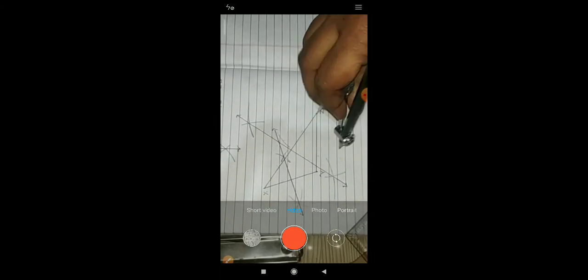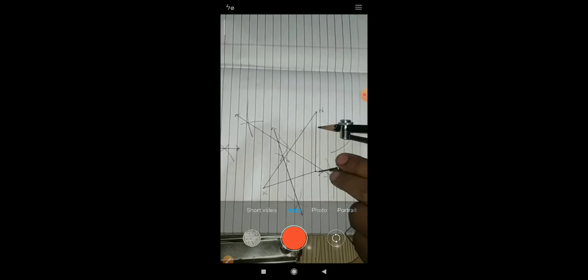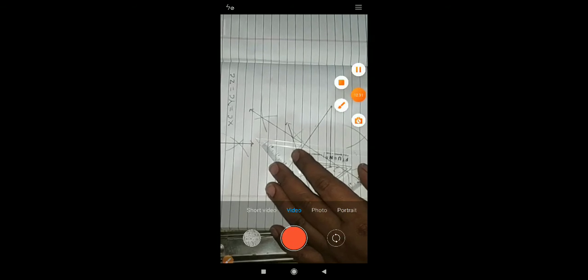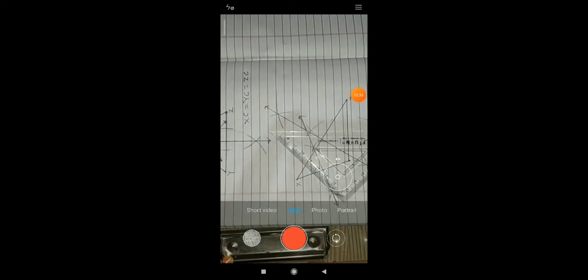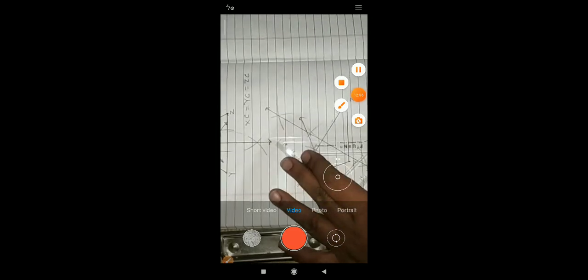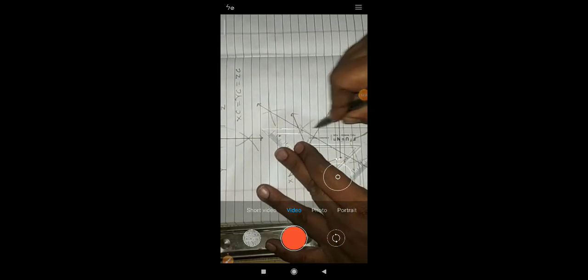Take more than half the distance in the compass. Draw arcs which are also passing through point Y. Okay, and draw the arc. If you see here, you will notice that the intersection of these arcs is passing through this single point, and that is point C.